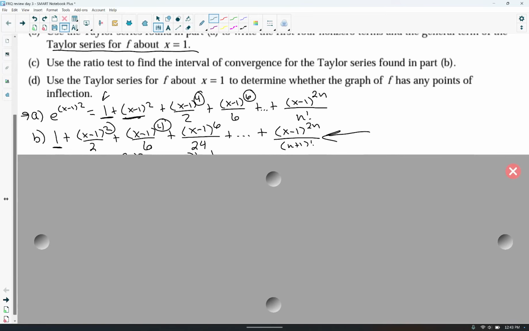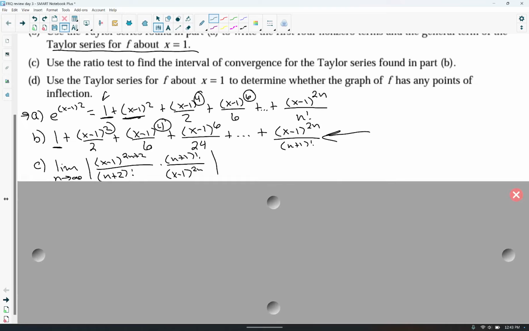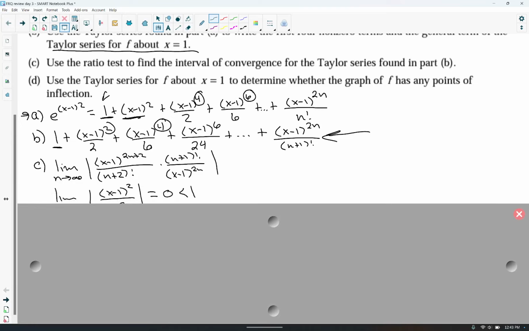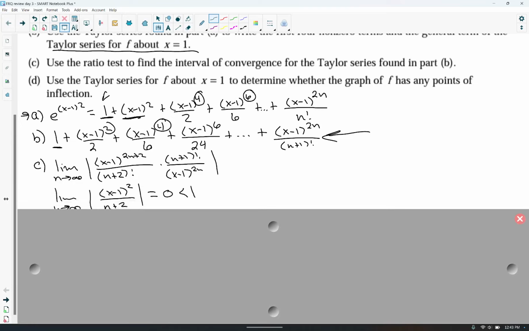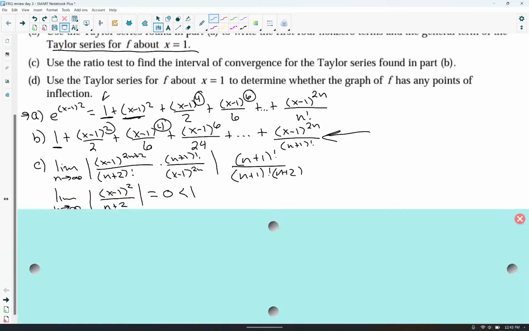Use a ratio test to find the interval of convergence for the Taylor series found in part B. So here is setting up the ratio test. There are 2 extra (x minus 1)s, and then the factorials cancel like this. We have (n plus 1) factorial over in the bottom, (n plus 1) factorial, but then times (n plus 2). So we just end up with n plus 2 in the denominator.